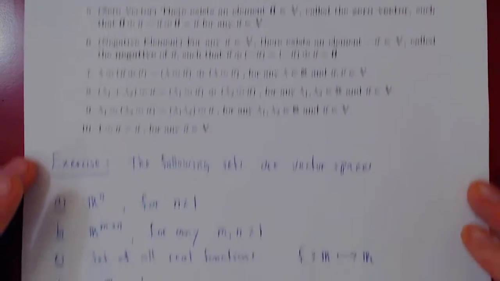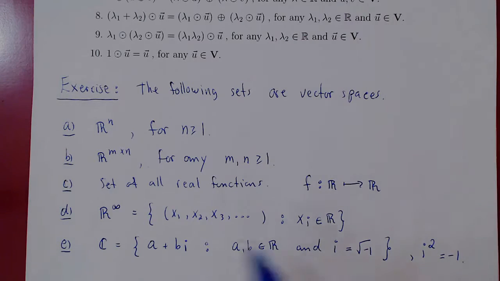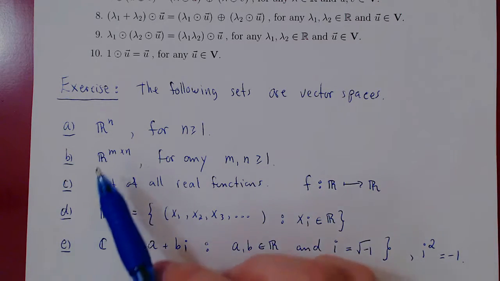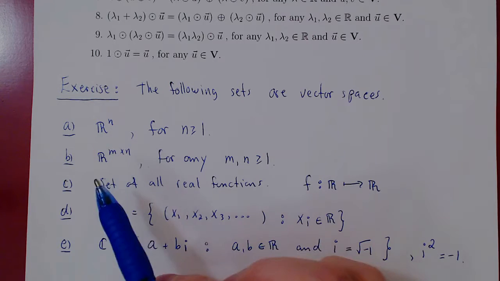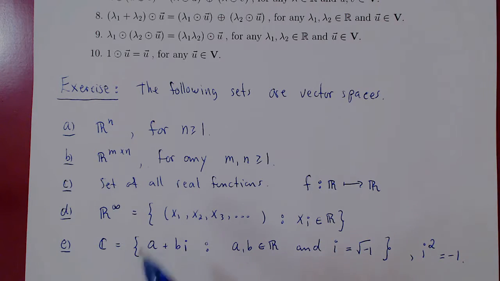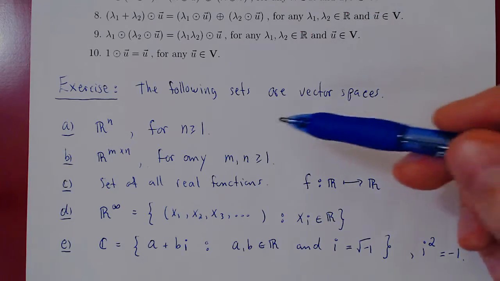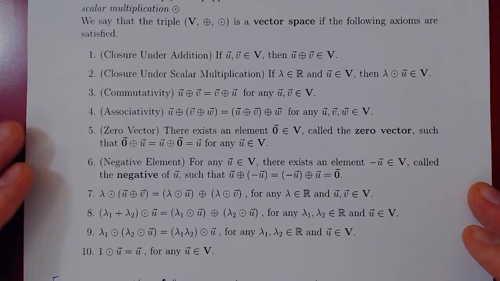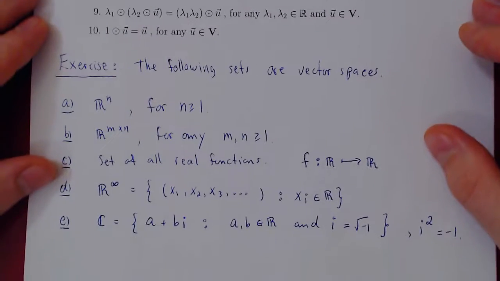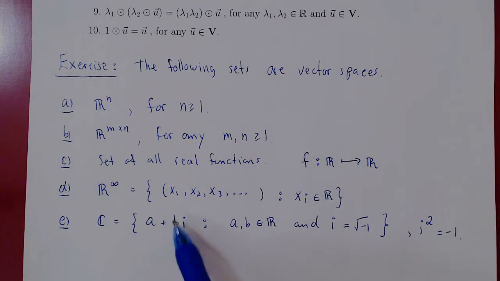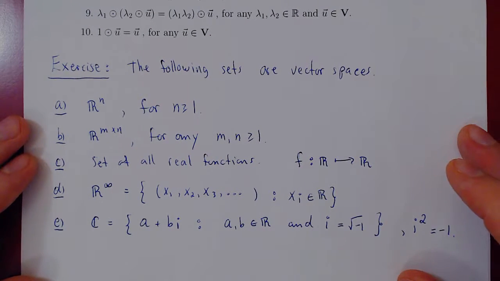And this is now, as I said, an exercise. Make sure that in each case, Rn for any n, the space of all m by n matrices when m and n are fixed, the set of all real functions, the set of all real sequences, and the space of complex numbers, you verify that the 10 axioms hold true. Therefore, all of these are vector spaces. So even though on the surface the elements may not look like vectors, we can think of them as behaving like vectors.